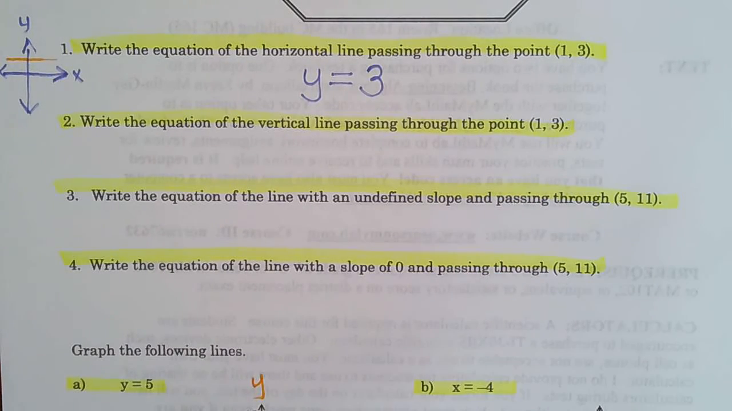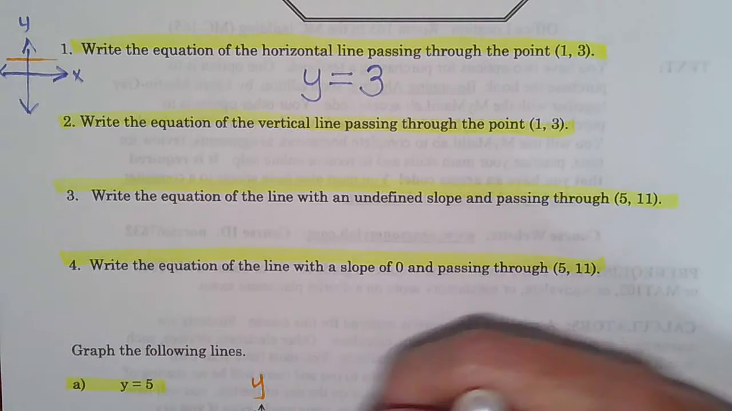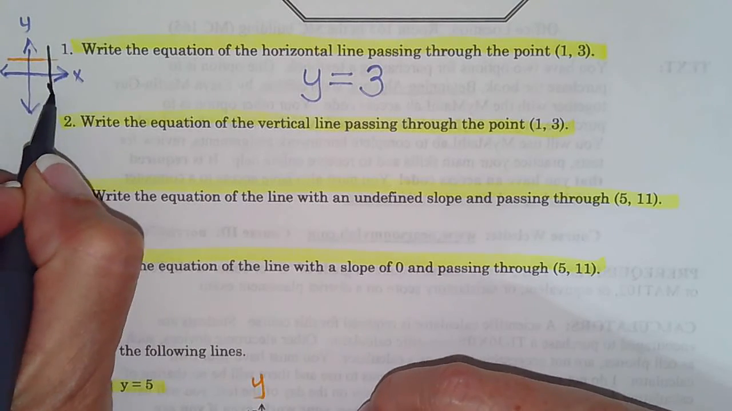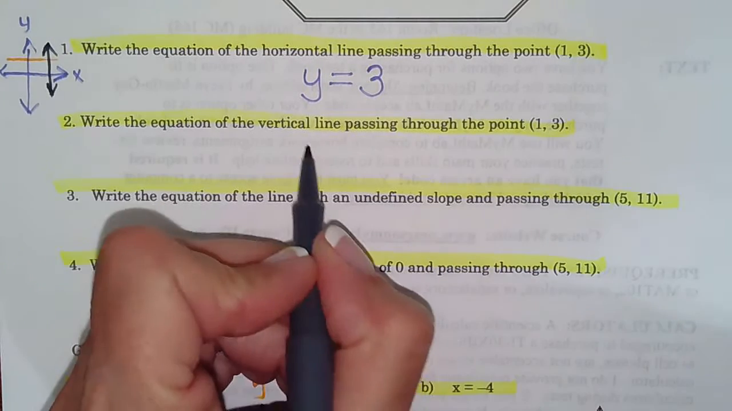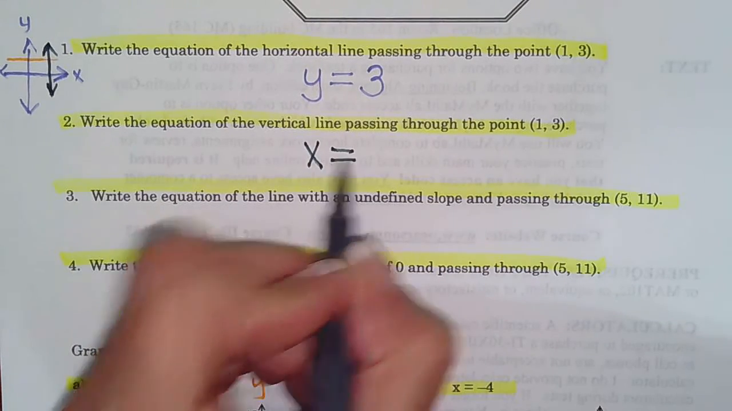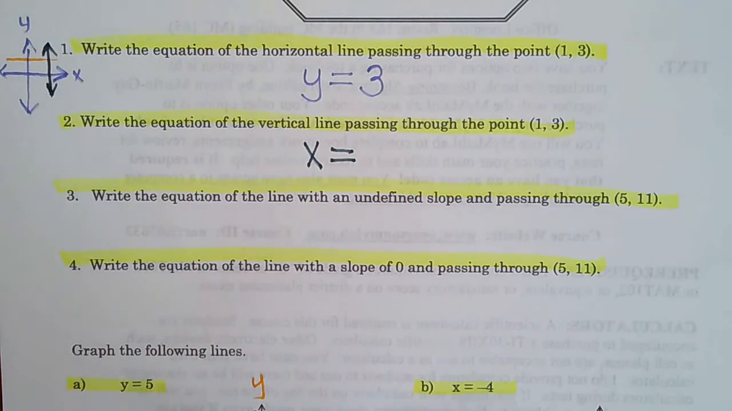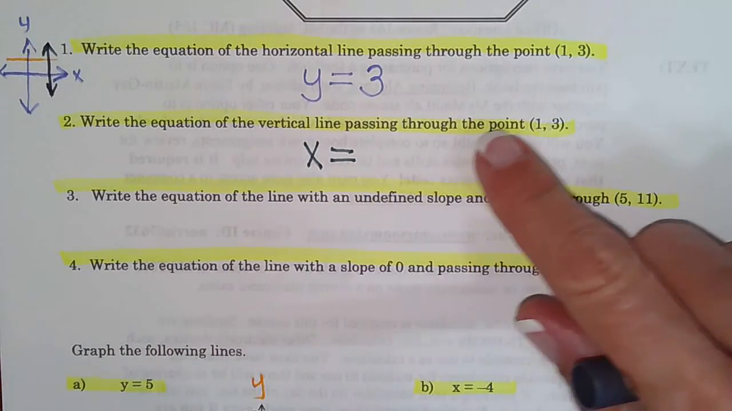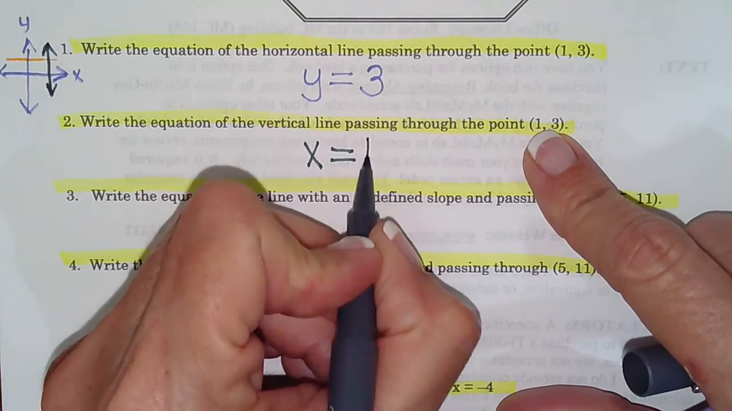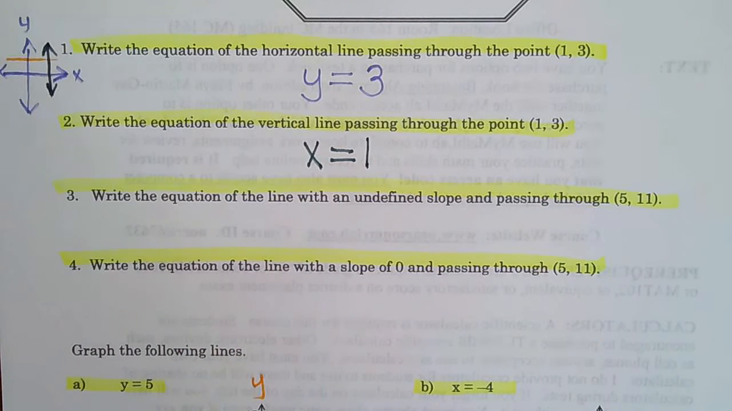Next, we have a vertical line. So vertical lines only pass through the x-axis. So I know right away it's x equals, because they're named by which axis they pass through. And I go to the point and go, oh, x is 1. That's it. That's all the work it takes to write an equation for one of our special cases, horizontal or vertical.